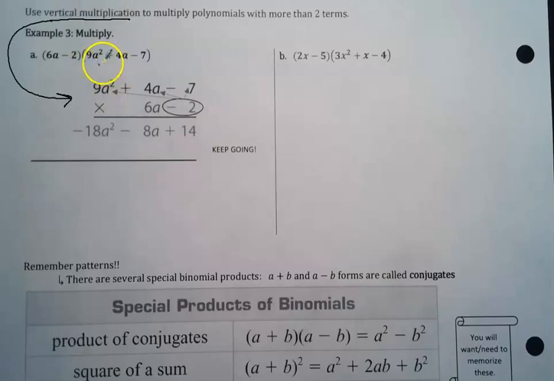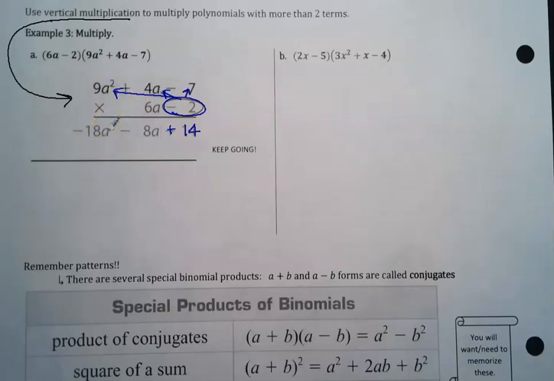Notice we took the longest polynomial and put it on top, 9a squared plus 4a minus 7. And we put our shorter polynomial on the bottom, the 6a minus 2. We take one term, in this case negative 2, and multiply it by negative 7 to get a positive 14. Then negative 2 times a positive 4a is negative 8a. And then negative 2 times a positive 9a squared is negative 18a squared.